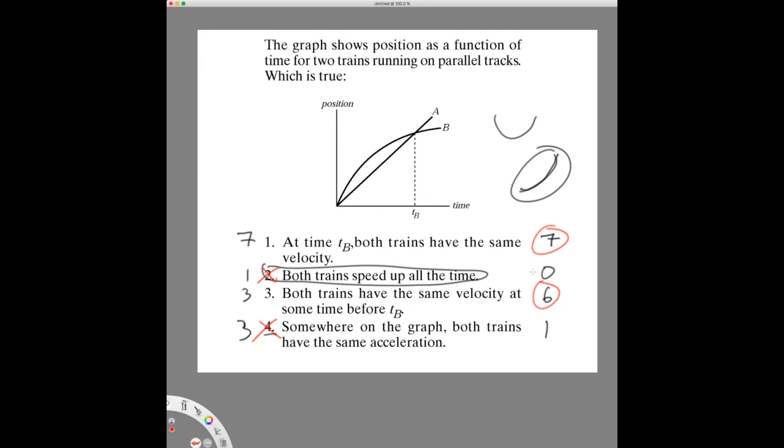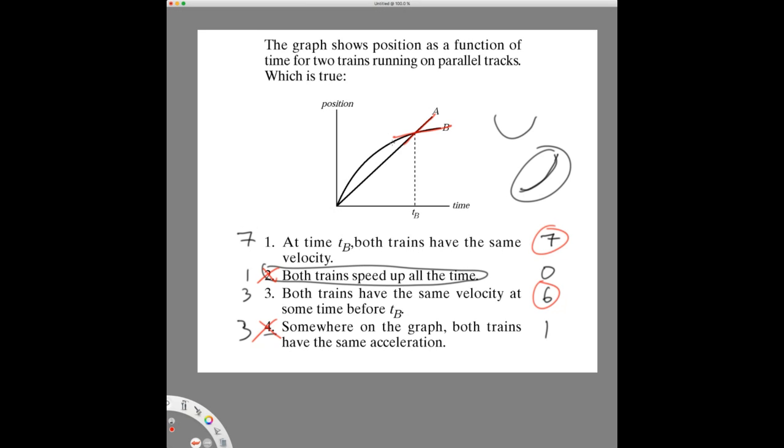So originally I picked option 1, but if we were going to draw a line for the slope for B at TB, the slope's not going to match that of A, therefore they wouldn't have the same velocity at point TB. So 3 would be correct because somewhere along the curve of B, they would have the same slope.